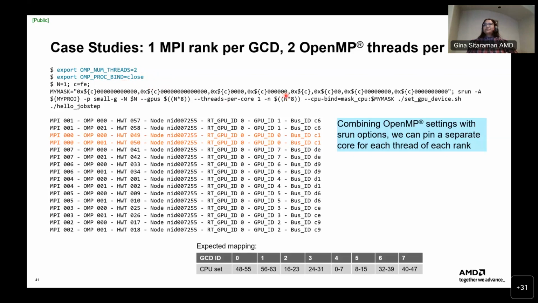So the output, let's take a look at rank 0. Rank 0 has 2 OpenMP threads, and they both run on cores 49 and 50, which is good, the right range. And they are using GPU ID 0, which is also good. Rank 1 uses GPU 1, and it uses hardware threads 57 and 58, which is also in the right range for that GCD.